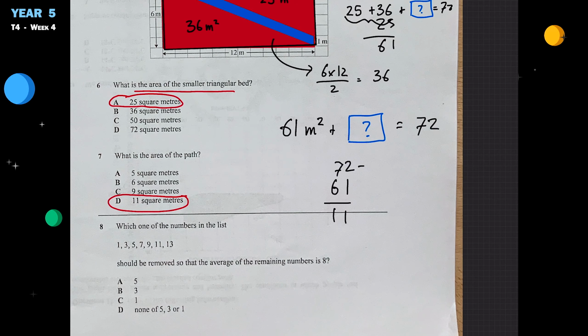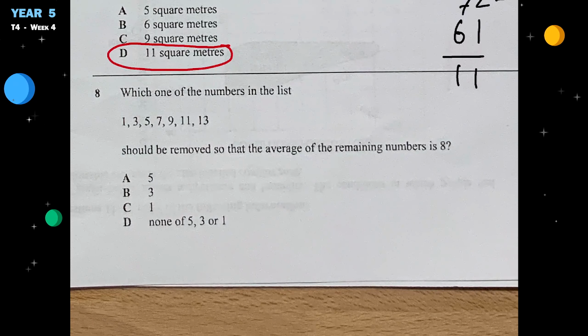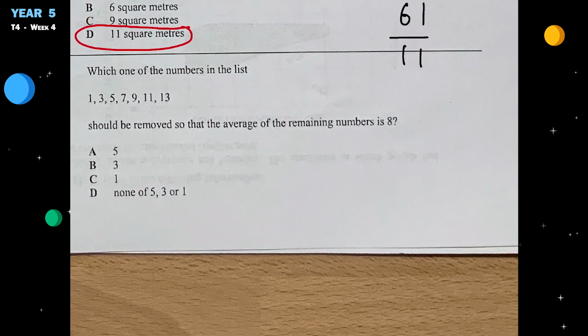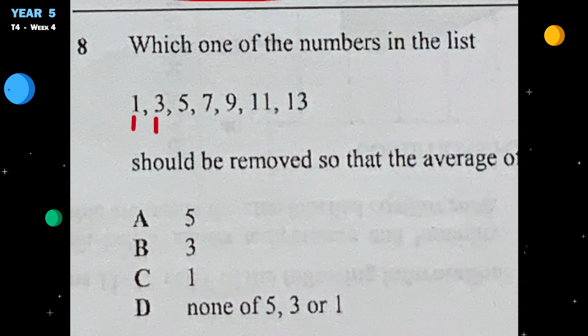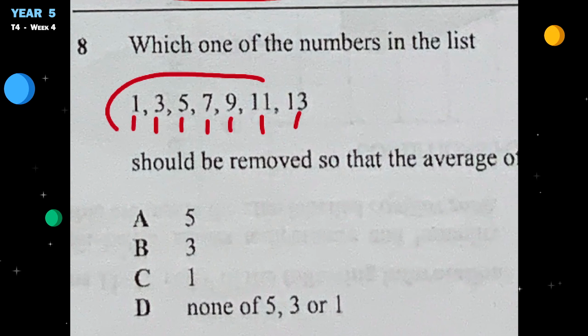Okay. Question 8. Which one of the numbers in the list, 1, 3, 5, 7, 9, 11, 13, should be removed so that the average of the remaining numbers is 8? So we want the average of the numbers to be 8, but one of them should be removed. At the moment, how many numbers do we have? We have 7. If we remove one number, we only have 6 numbers, right? Whatever number we remove, there are going to be 6 numbers.